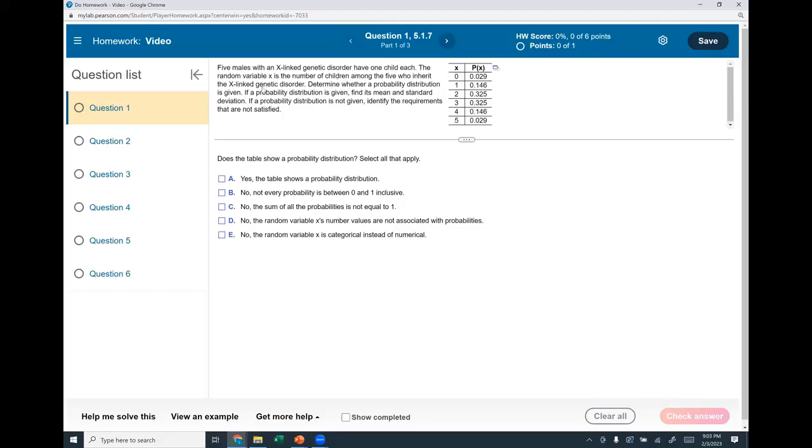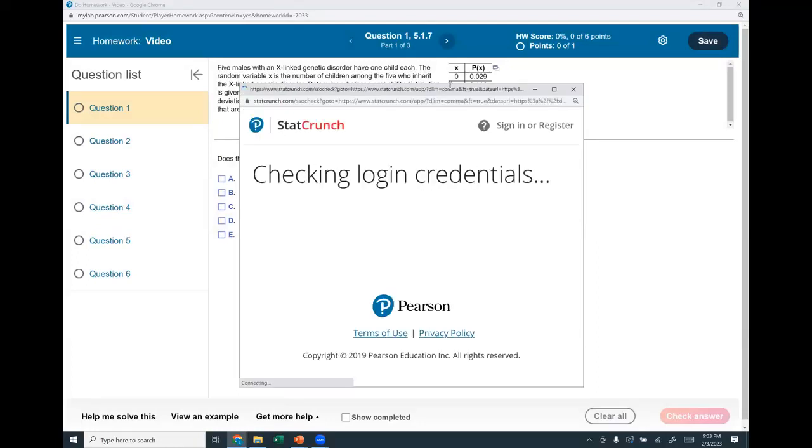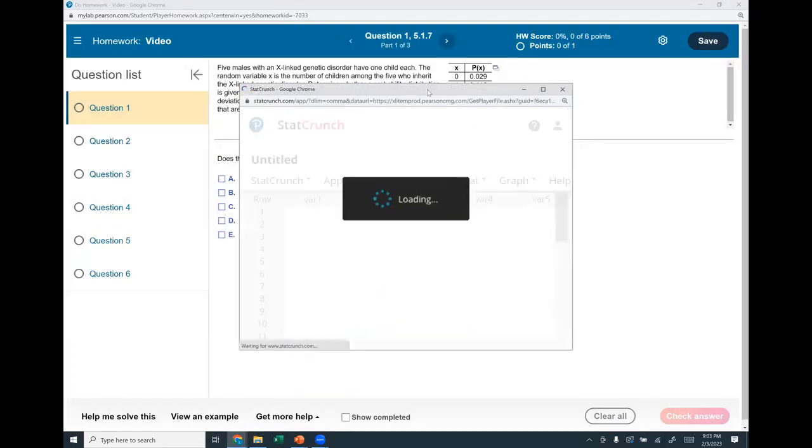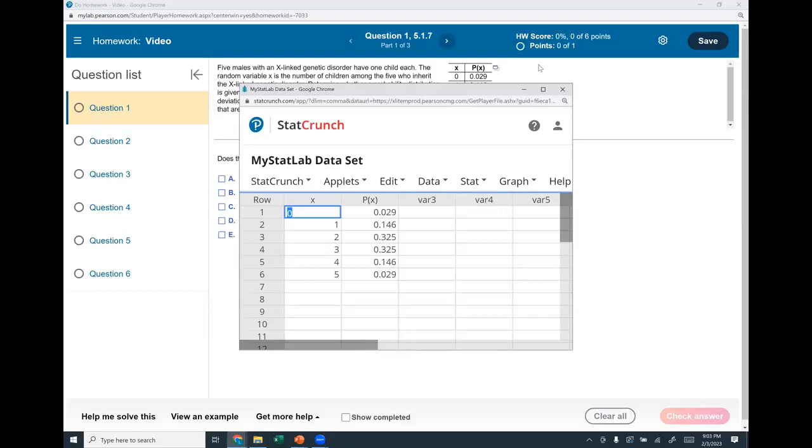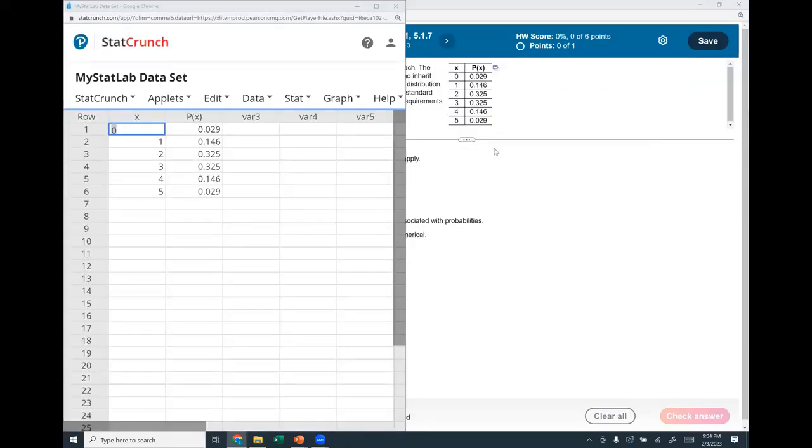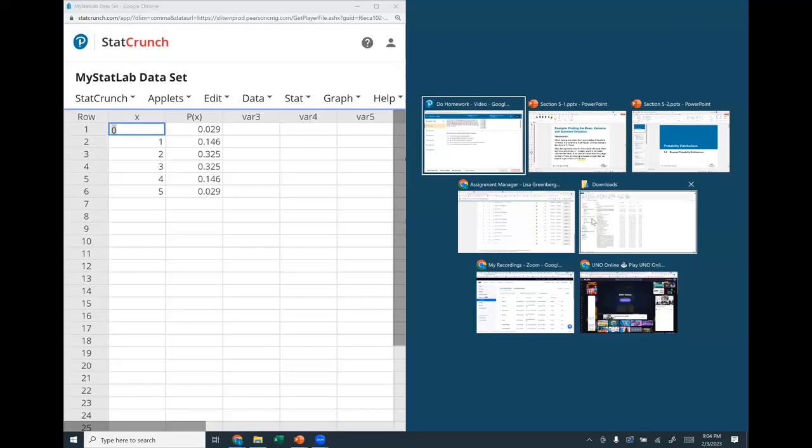Determine whether a probability distribution is given. If a probability distribution is given, find its mean and standard deviation. If a probability distribution is not given, identify the requirements that are not satisfied. So I'm going to click on my little bar here, and I'm going to open this in StatCrunch. Where's my StatCrunch? Oh, that is StatCrunch, so I need this homework.